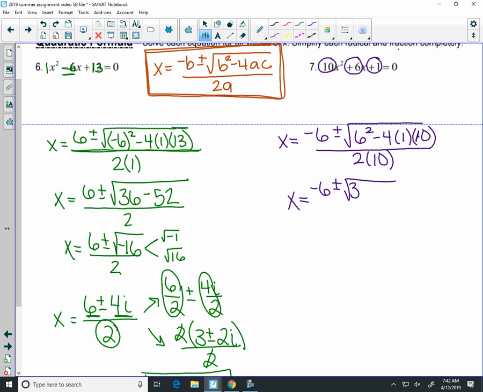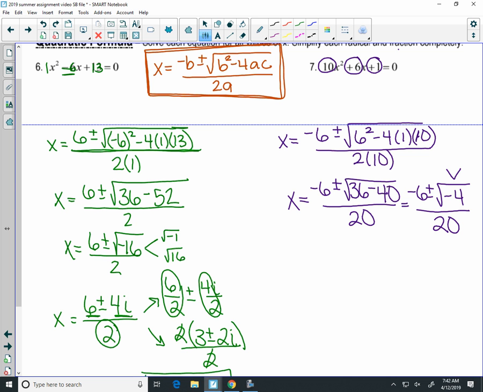6 squared is 36. 4 times 10 is 40. 2 times 10 is 20. This one's not quite as bad as the last one. Not that it was terrible, but 4 times 13 takes a little more brain power than this one. 36 minus 40 is negative 4.